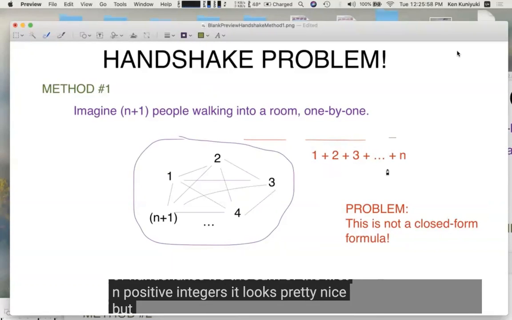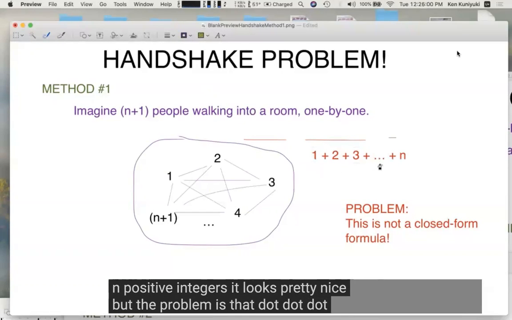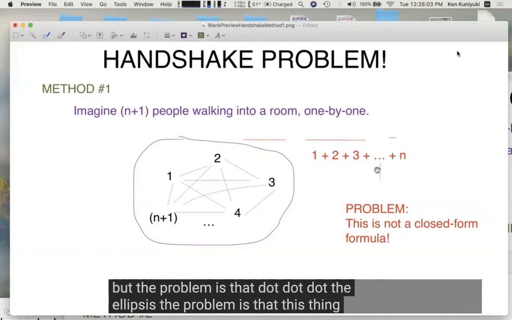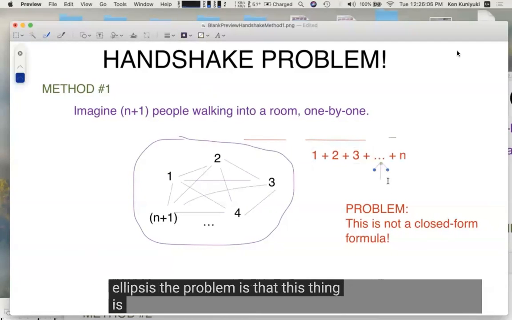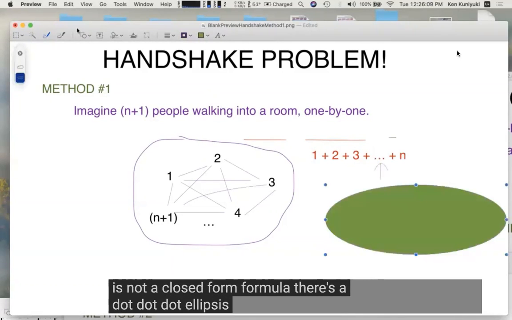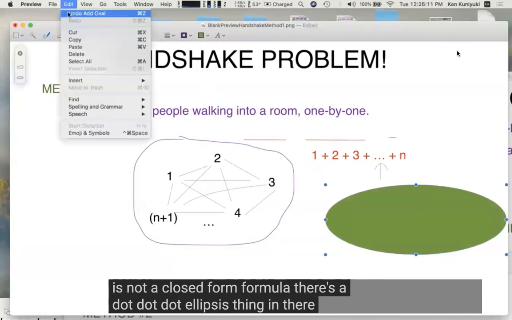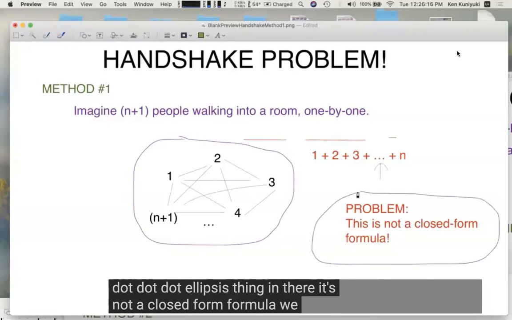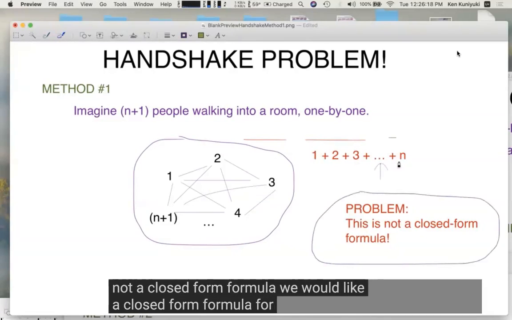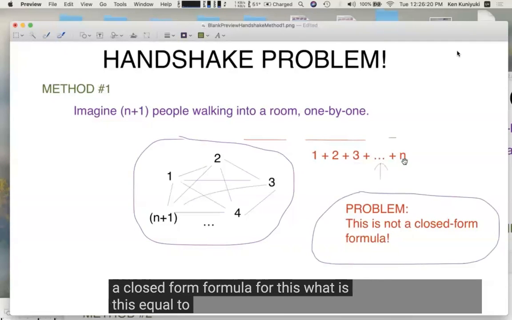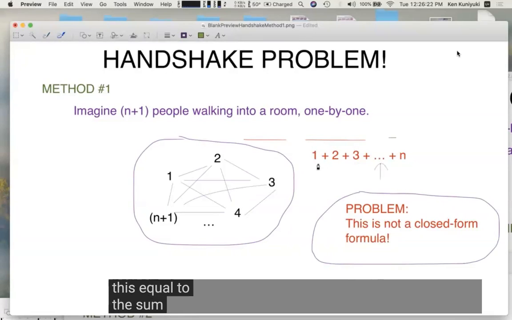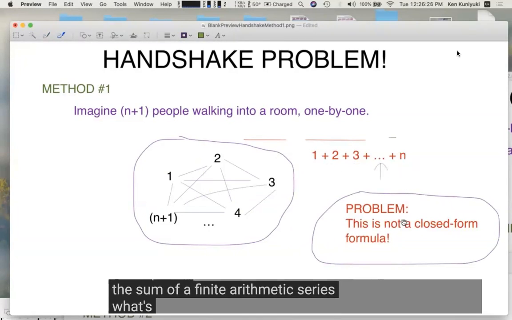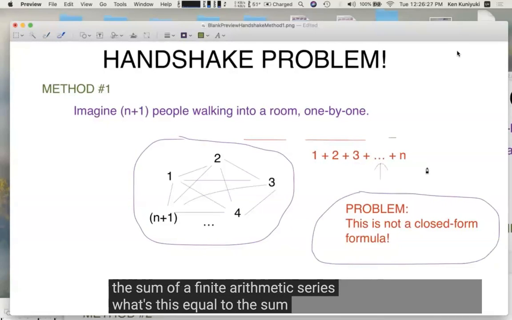It looks pretty nice, but the problem is the ellipsis. The problem is that this thing is not a closed form formula. There's an ellipsis in there. It's not a closed form formula. We would like a closed form formula for this. What is this equal to? The sum of a finite arithmetic series. What's this equal to? The sum of the first n positive integers.